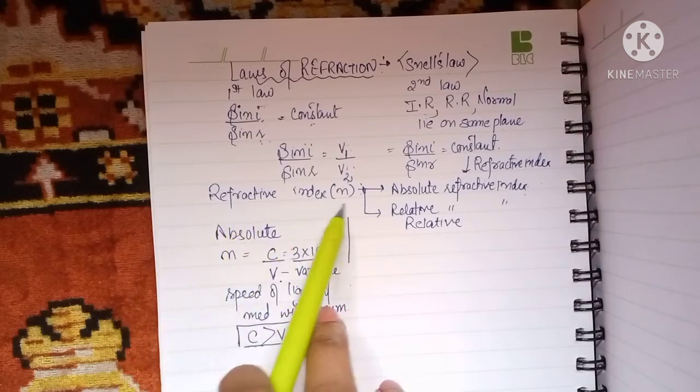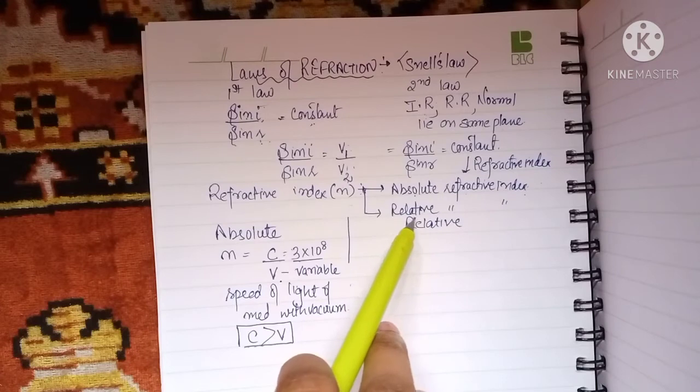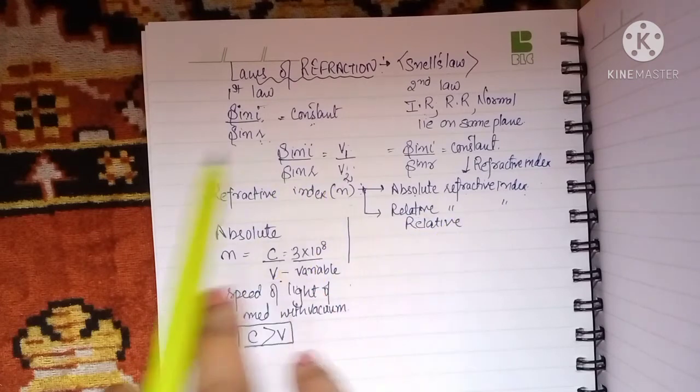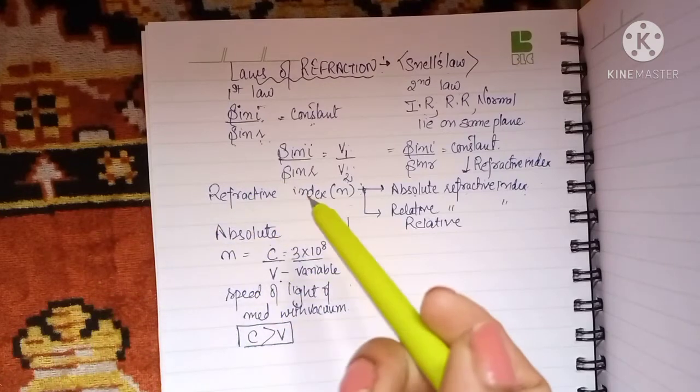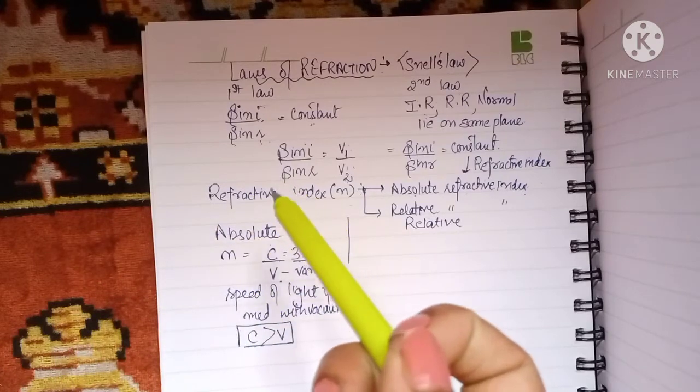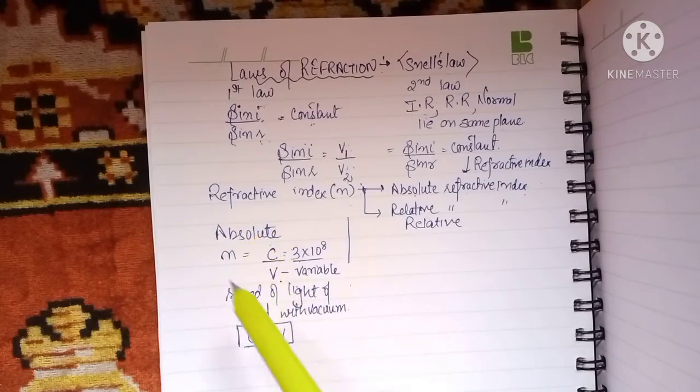Now refractive index is basically of two types. First is the absolute refractive index and second is the relative refractive index. Absolute refractive index is basically a comparison of the speed of light in a medium with the speed of light in vacuum. The speed of light is maximum in vacuum, that is 3 into 10 raised to the power 8 m/s, and the specific symbol used for the speed of light in vacuum is C. C denotes the speed of light in vacuum, whereas v denotes the speed of light in any medium.